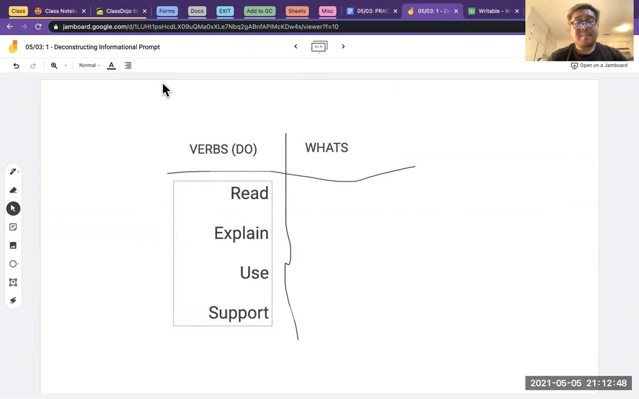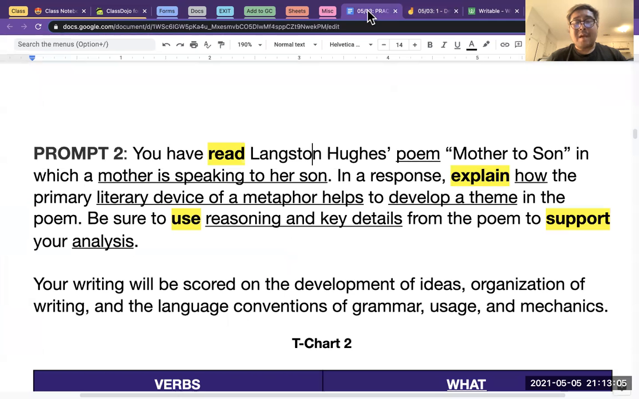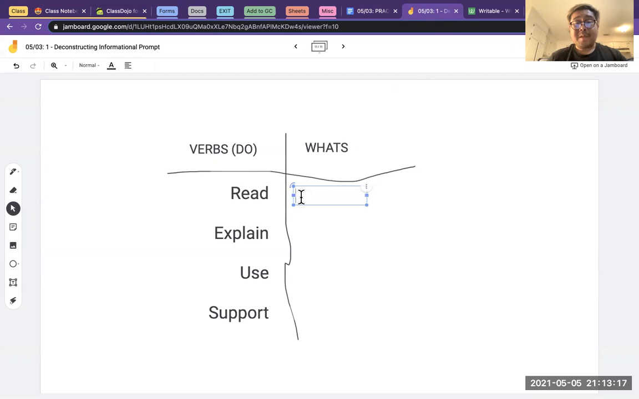Now, let's find the what's. So what we have to do with the verb. Going back to annotation, what did we underline? Poem, mother speaking to her son. So I'm just going to put that much information. I don't need to overload this. I'm not writing full sentences. This is just brainstorming. This is just a tool.